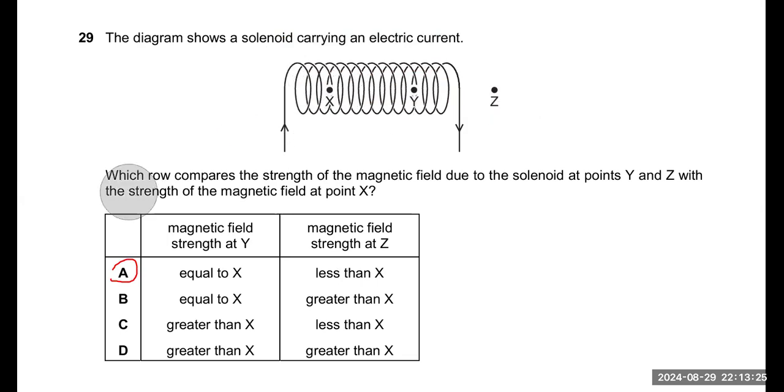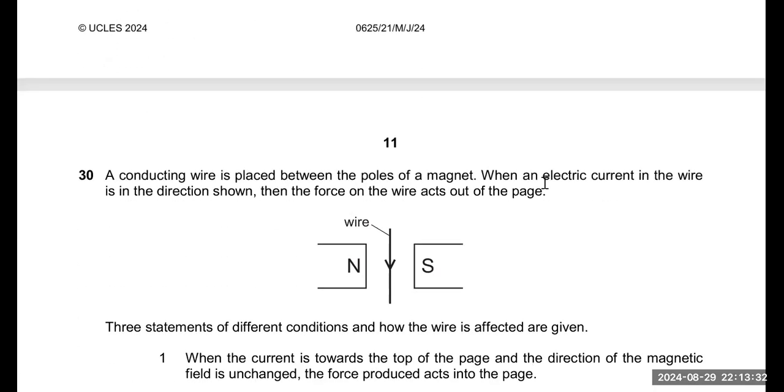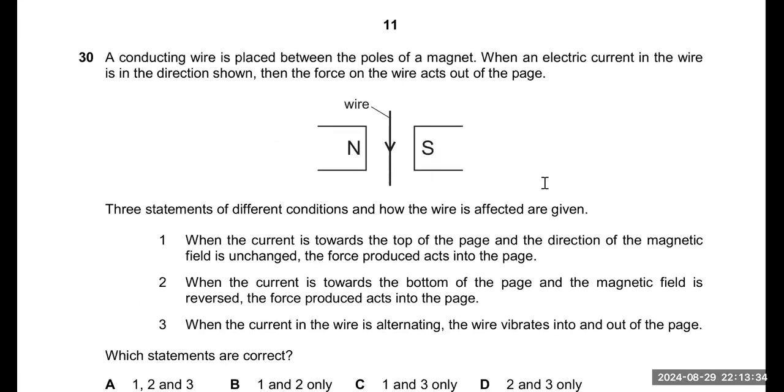Now, the second question, the 30th question. This question is very important, and you can understand it if you have a little bit of idea of Fleming's left hand rule. I will show the picture from Google also. First of all, you have to understand the question.